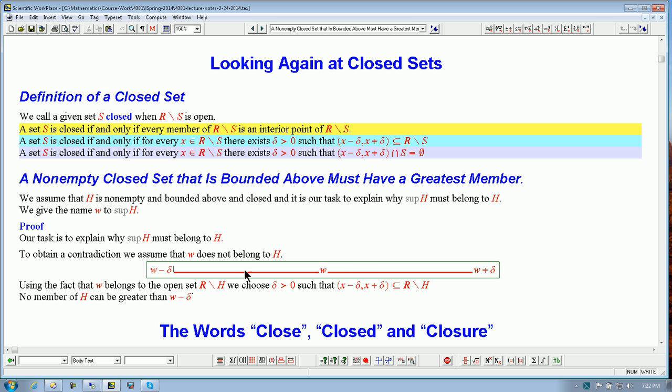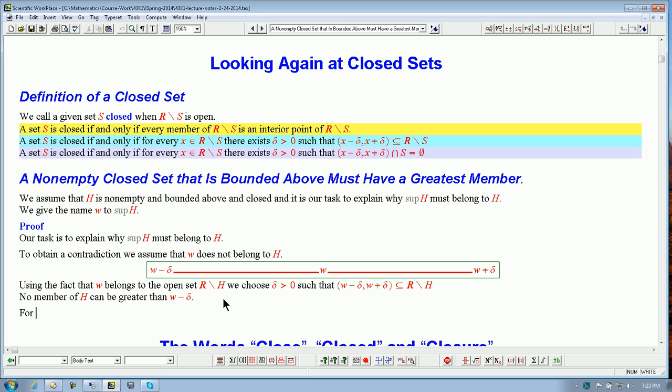Because if that number is in the red interval, the stick, it's got to be in the complement of H. So therefore, no members of H are in the red stick, right? But if a number is greater than W minus delta and it's not in the red stick, it's got to be at least that high. And that's above W, which is a known upper bound of H, and therefore, again, the number can't be in H. Do you understand?